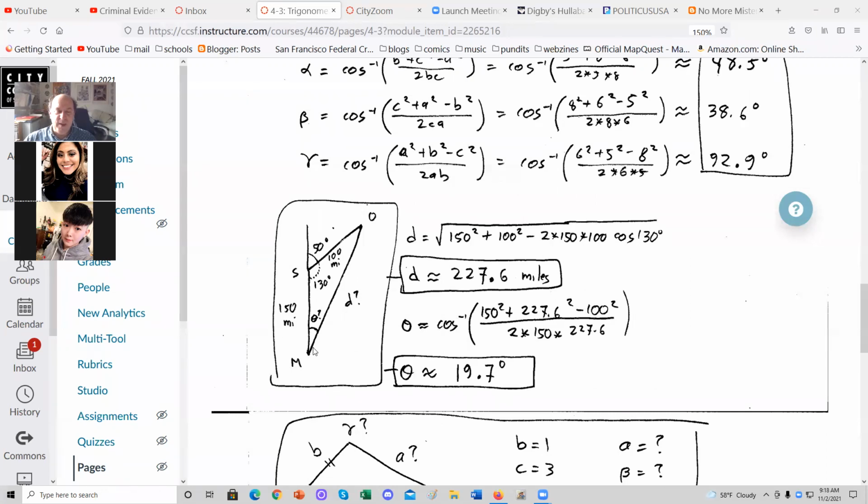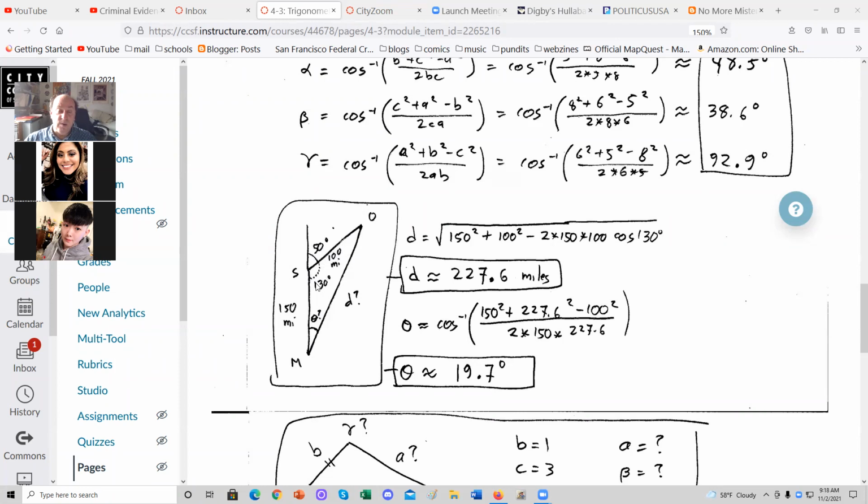Well, the problem was the plane goes due north 150 miles and then goes east at a bearing of 50 degrees east of north for 100 miles. So how far did it go? All right, now, if this is a bearing of 50 degrees east of north, and this, its supplement, is 130 degrees, then you have side 150, side 100, and angle 130 degrees.